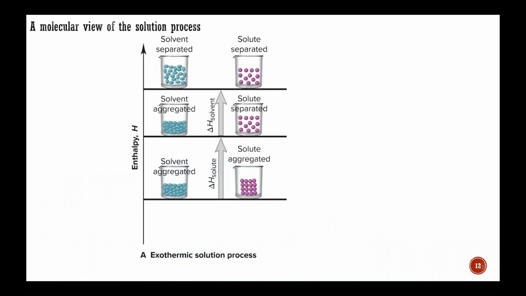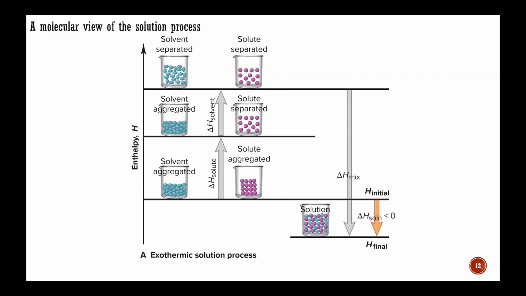For simplicity, we can imagine the solution process taking place in the 3 distinct steps shown in this figure. The first step is the separation of solute molecules from one another, while the second step is the separation of solvent molecules from one another. Both of these steps require an input of energy to overcome intermolecular attractions, so they are endothermic. In the third step, the solvent and solute molecules mix. This process is usually exothermic because, like the formation of chemical bonds, the formation of intermolecular attractions is exothermic.